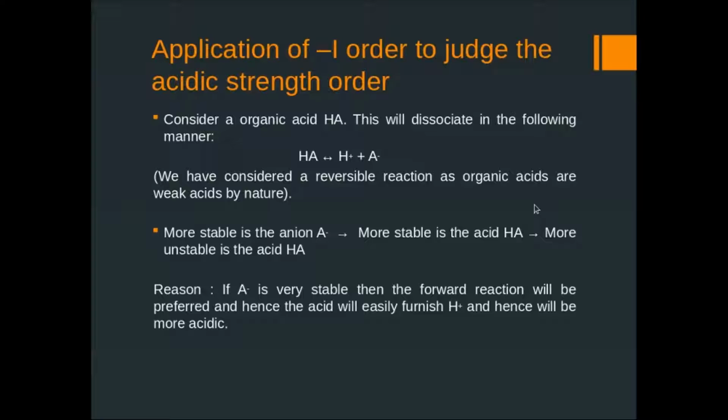This is the main application of minus I order. If any electronegative group or atom is attached, then the minus charge will delocalize over the entire A minus group, so the charge will get delocalized and the molecule will get stabilized. The anion A minus is known as the conjugate base of the acid, or in short you can call it the CB of the acid.